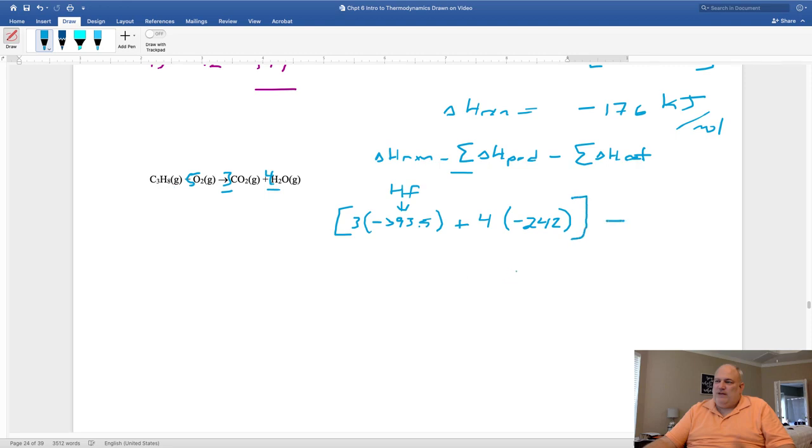So then we have to subtract our reactant side. And when we subtract our reactant side, I obviously didn't budget very much space here. The only thing we have on the reactant side is this and this. So if you look up the C3H8, we only have one of them. So I'm going to subtract 104.